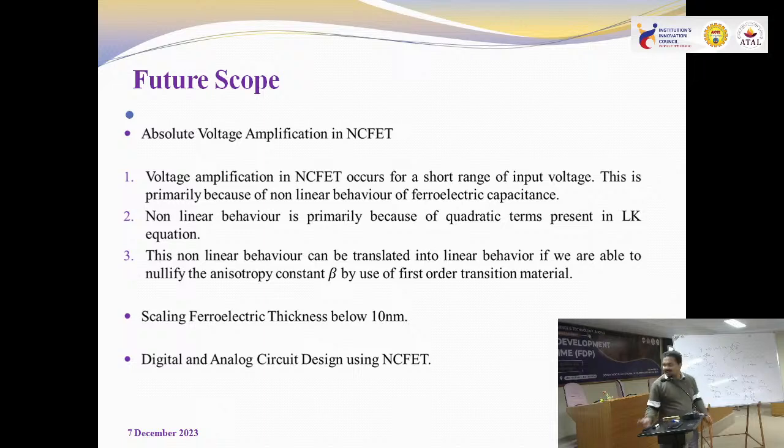And one more thing we can focus on is digital and analog circuit design using NCFET. As I told, because of DIBL, drain induced barrier lowering, the barrier is actually not lowering, it is rising. So it is good for circuit application. So I have a plan of. You will reduce the short channel effect.